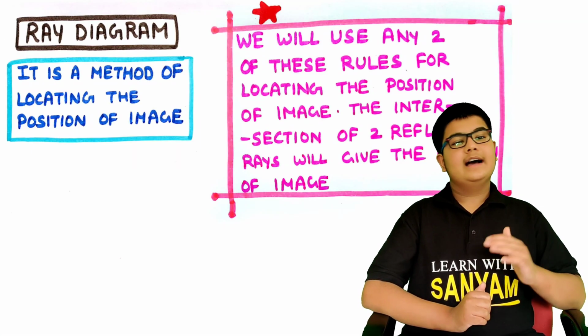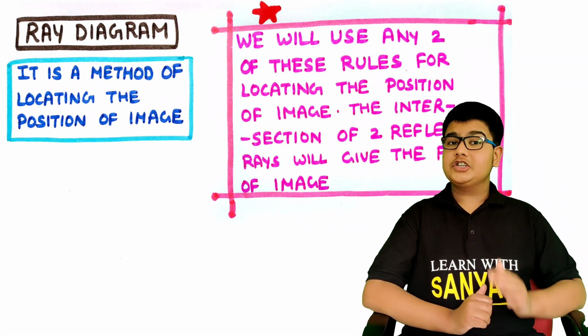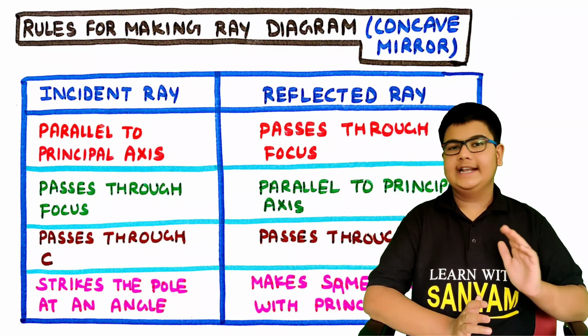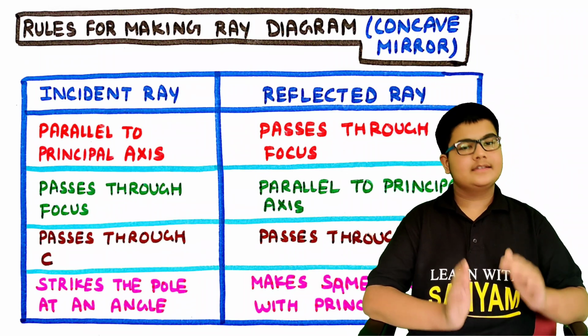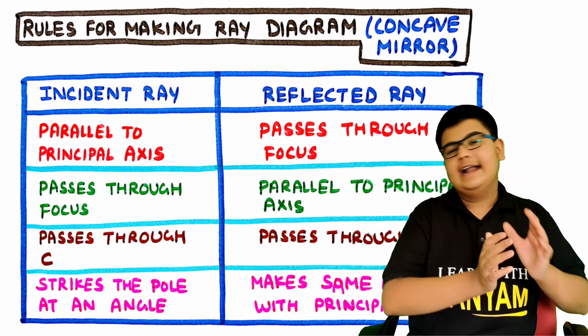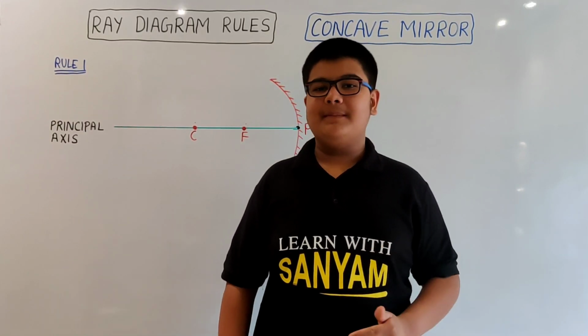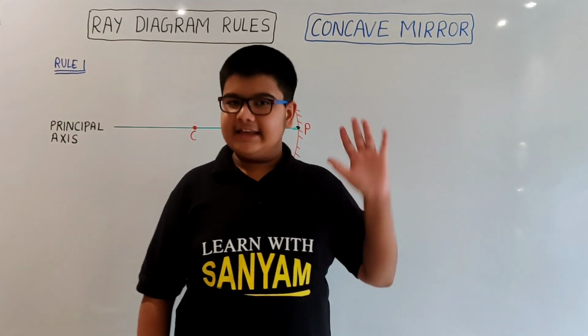So ray diagrams are a method of locating the position of the image. Now there are a few rules for making ray diagrams. So let's understand these rules first for a concave mirror and then for a convex mirror. So now let's understand the rules for making a ray diagram for a concave mirror.